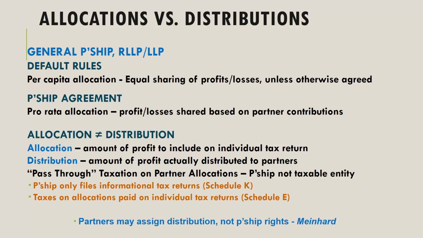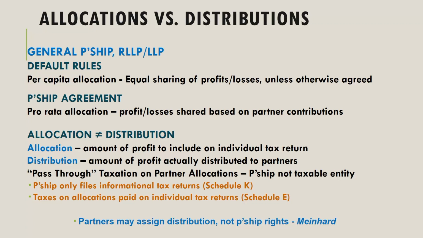For the general partnerships, the RLLP and the LLP, the default rule is equal sharing per capita. So if there's 3 of you, you each get a third of the profits and the losses. In the partnership agreement, you could customize it to say pro rata, based on how much you actually contributed to the business entity. Keep in mind, amount of profit on the individual tax return is the allocation. Distribution is the amount that you actually get as the partner.